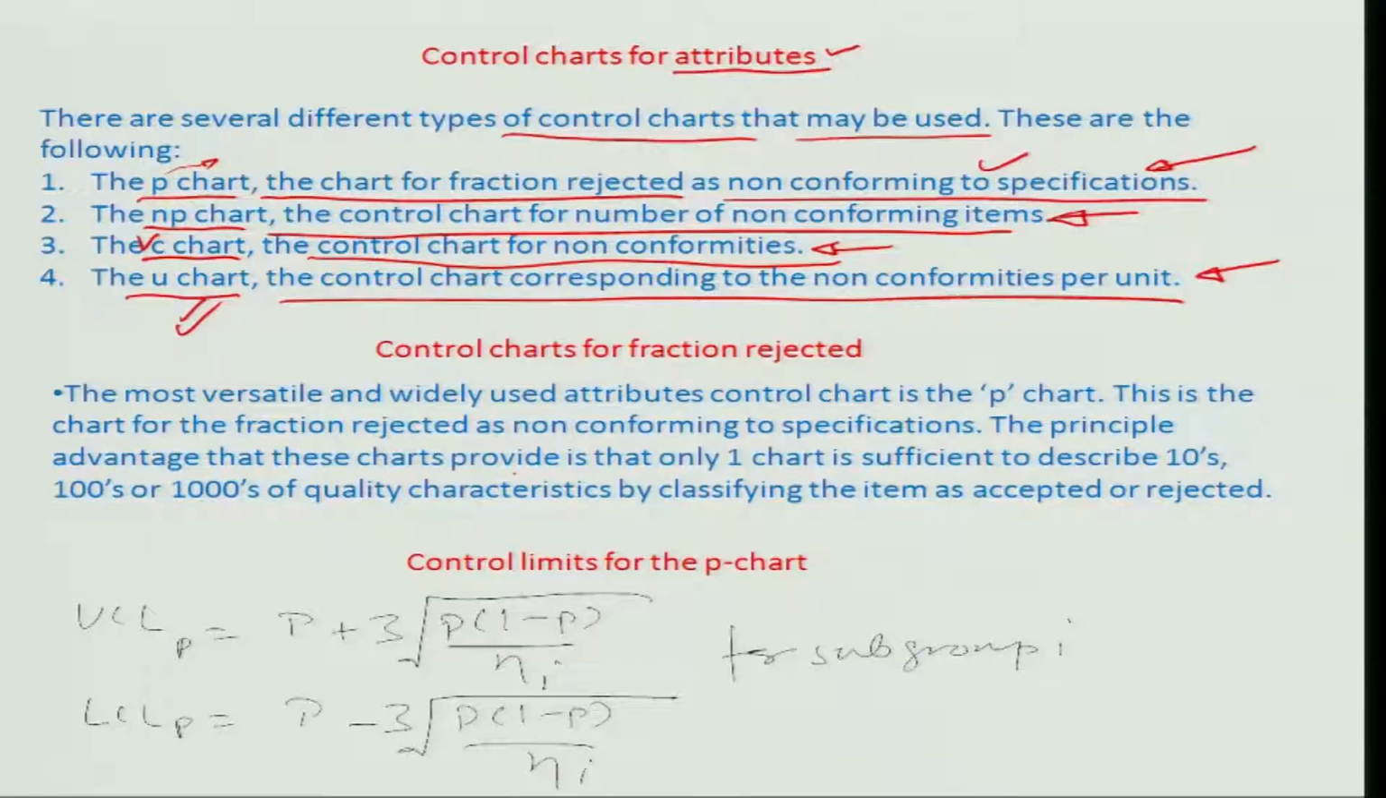So, having said that, let us first think about the control chart for fraction rejected. The most versatile and widely used attributes control chart is obviously the P chart. This is what we are going to stick to at this time. This is the chart for fraction rejected.